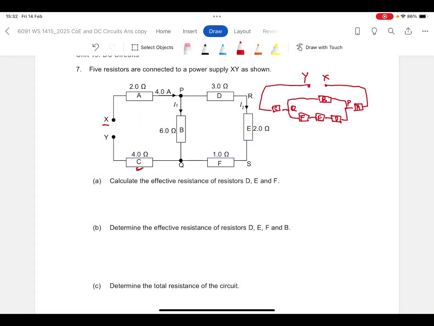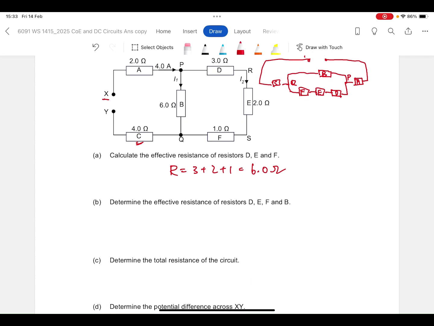So let's answer each of the parts here. Calculate the effective resistance of D, E, and F. They are in the same line, so you just add them up. 3 plus 2 plus 1 is 6 ohms. Remember to use two significant figures.